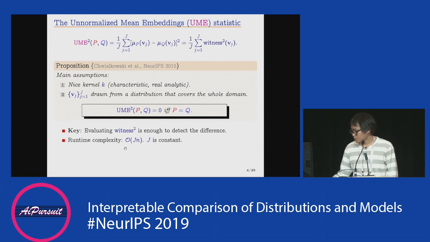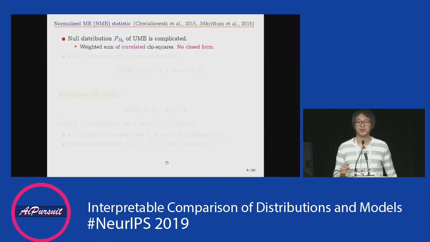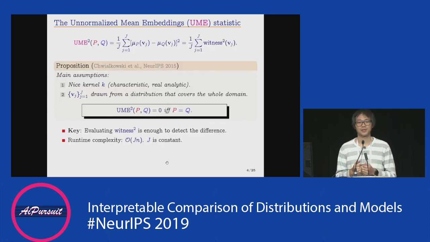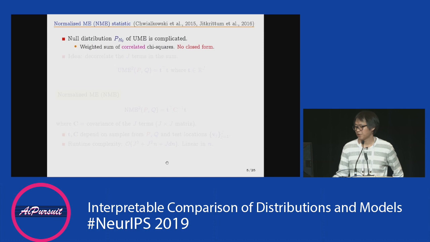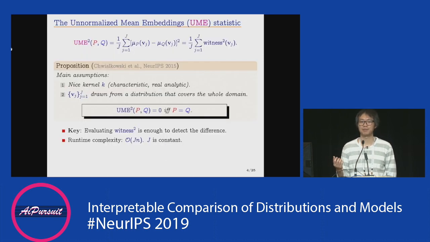So now, remember from part 2 that Dougal told you that to do the test, we need to know the null distribution. So it turns out that the null distribution of UME is quite complicated. It turns out to follow a weighted sum of correlated chi-squares. You can actually see it. It's not difficult to see. There are j terms, and all the terms carry the two sets of samples. So they are correlated, right? And there's no closed form expression for this distribution.